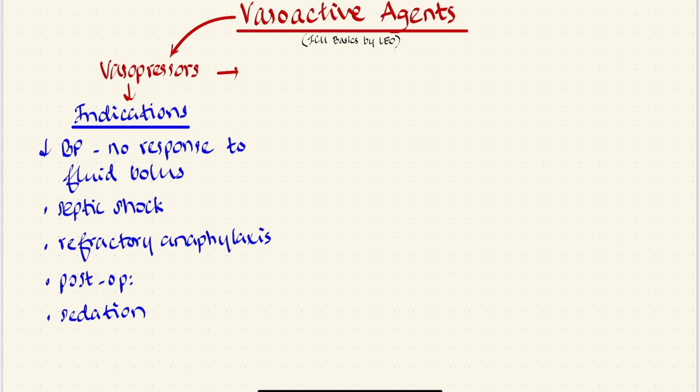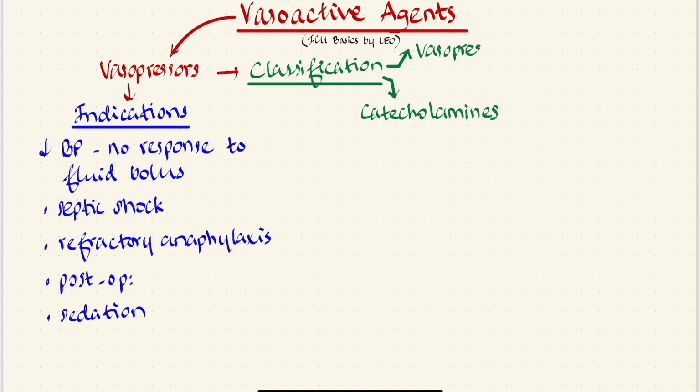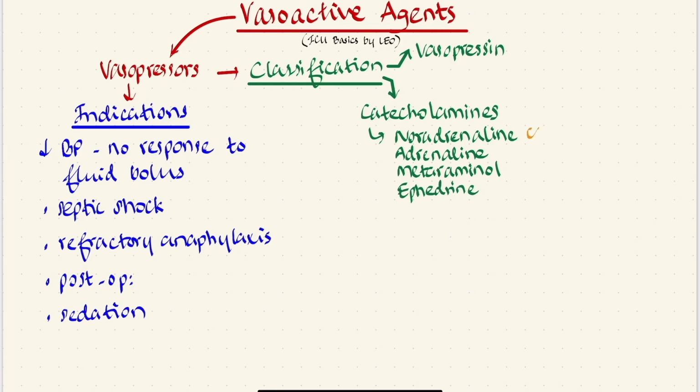The two main classes of vasoactive agents that we can use are catecholamines and vasopressin. Catecholamines, for example, noradrenaline, adrenaline, metaraminol, and ephedrine, are alpha-1 adrenoceptor agonists, which increase systemic vascular resistance and divert blood away from the peripheries and gut towards the major organs like brain, heart, and kidneys.